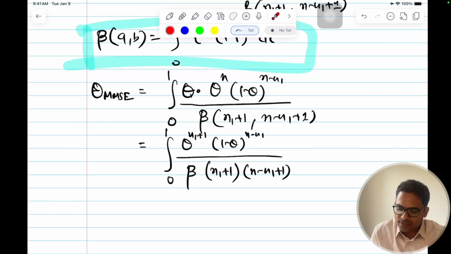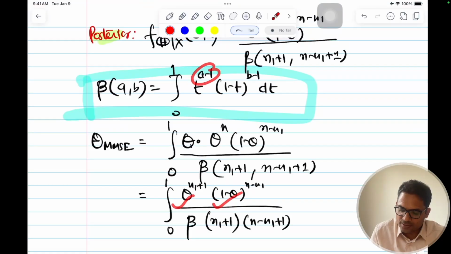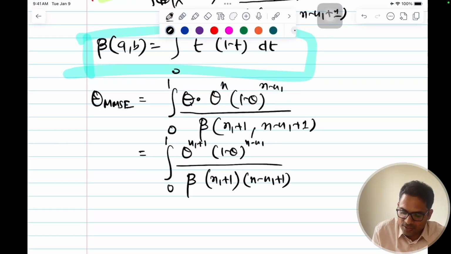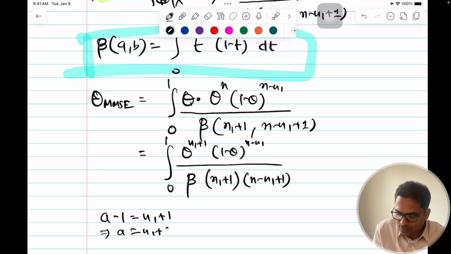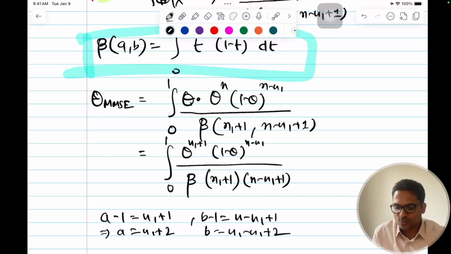So this is again a beta function because this is the integral of theta and 1 minus theta. What is the format? a minus 1 is equal to n1 plus 1. So let's find the parameters a and b of theta. a minus 1 is equal to n1 plus 1, this implies a is equal to n1 plus 2. Similarly, b minus 1 is equal to n minus n1, so b is equal to n minus n1 plus 1.